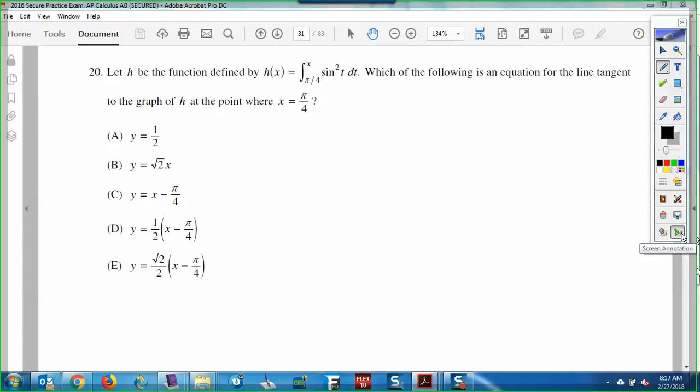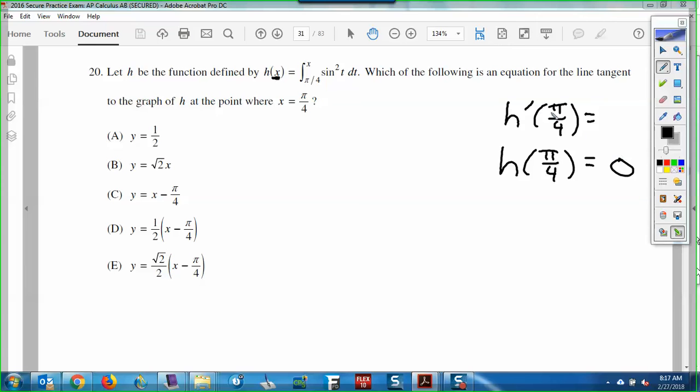What do you need to write a tangent line? A point and a slope. You need h prime of pi fourths, and you need h of pi fourths, right? That's what you need, those two things. You need a point, you need a slope. Okay, well, what is h of pi fourths? That'd be the area from pi fourths to pi fourths. That's 0.